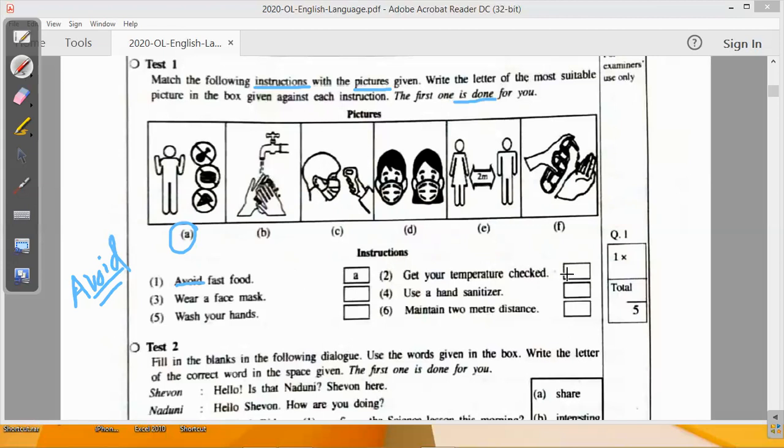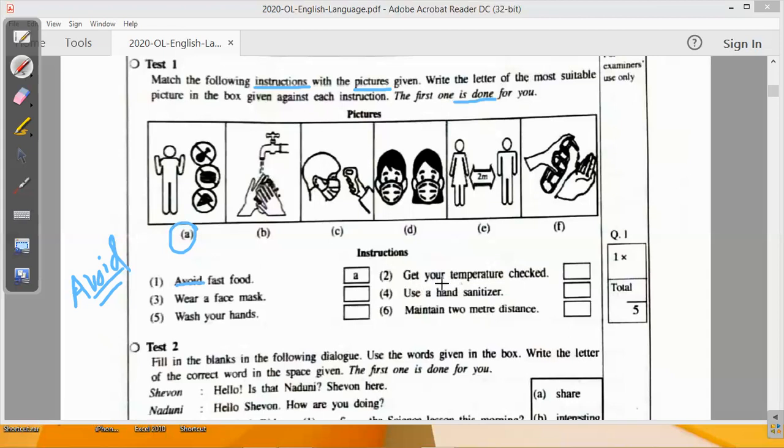Okay, now the second one is get your temperature checked. I like this. There's a lesson in my YouTube channel, get something done, and this is what the sentence pattern is. So of course you need to learn that. If you learn that, then only you can understand what is being said by this sentence, right? If you don't understand, then you can't answer. So that's why I have given all the lessons in advance.